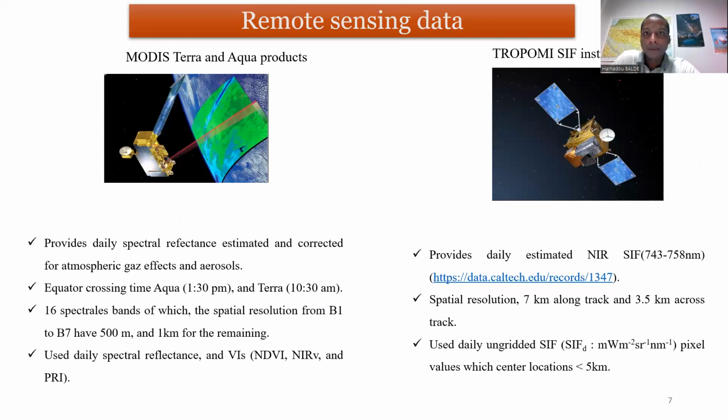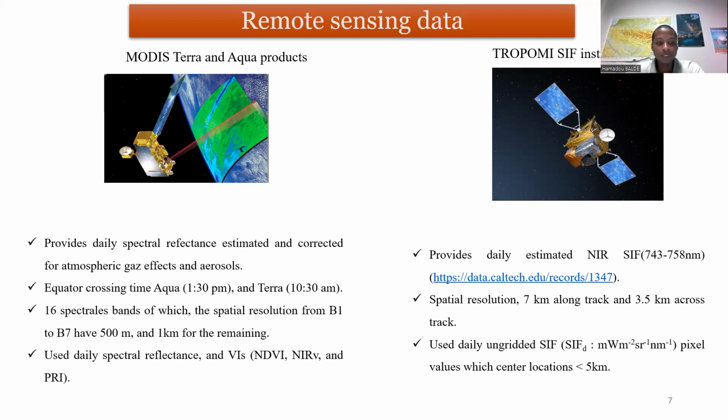For the remote sensing data, we are using the MODIS Terra and Aqua products and the TROPOMI SIF instrument data. MODIS provides daily spectral reflectance estimates corrected for atmospheric gas and aerosol effects. It contains 16 spectral bands, of which the spatial resolution from band 1 to 7 is 500 meters, and 1 kilometer for the remaining.